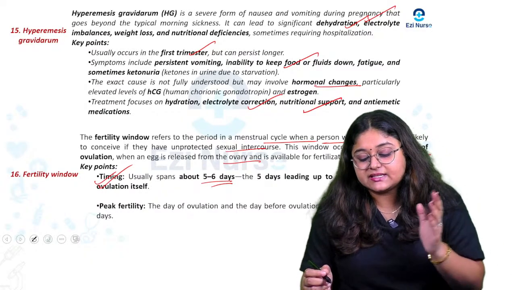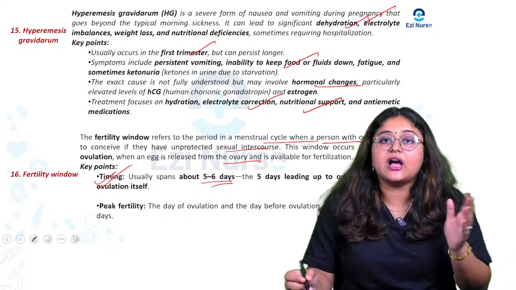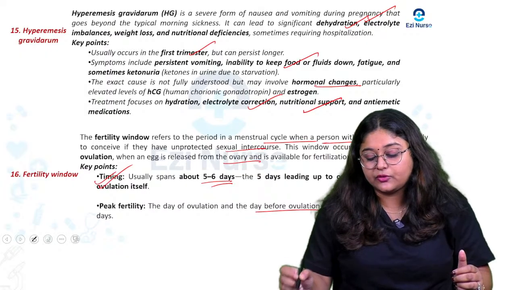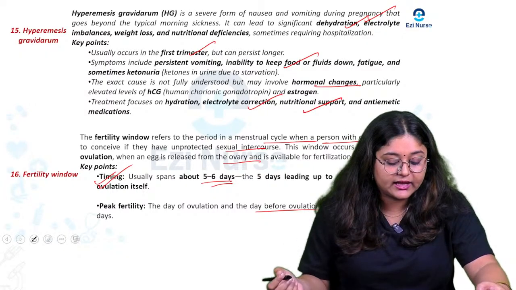So you just see the timing, it usually spans 5 to 6 days. Okay, so the 5 days leading to ovulation plus the day after ovulation. And peak fertility, the day of ovulation and the day before ovulation, are considered the most fertile days.